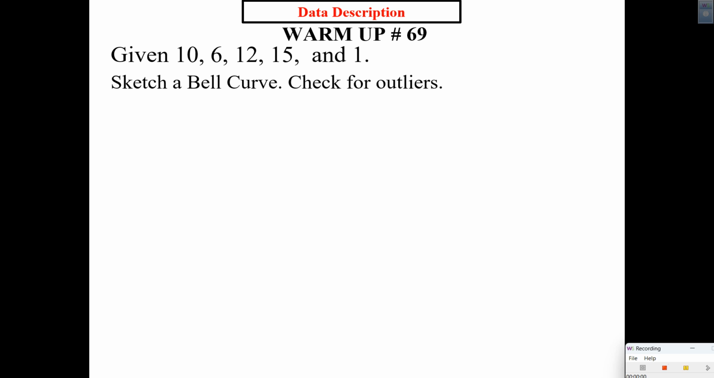Warm-up 69 should come up on your screen. It says given 10, 6, 12, 15, and 1, sketch a bell curve and check for outliers. So two things that I need done for that. I'll give you guys some time. You do need a calculator, so send a gopher or get yourself a calculator. All right, copy it.